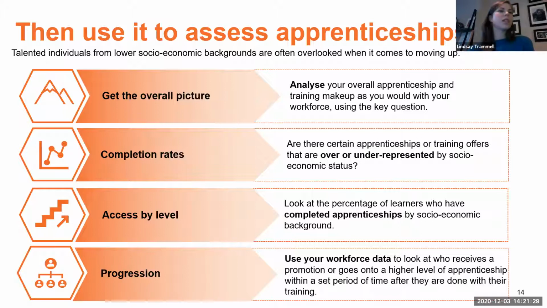And again, progression. What's the so what of the apprenticeship? After finishing that apprenticeship, where do they move on? Do they get a promotion within a certain number of years? Do they move on to a higher level of apprenticeship? Think about what your goals are in that apprenticeship strategy and use your data to assess whether you're doing it correctly. And again, there are more resources and tools for this up on our microsite.